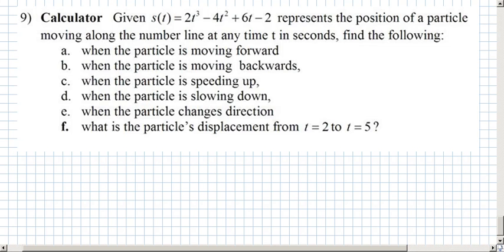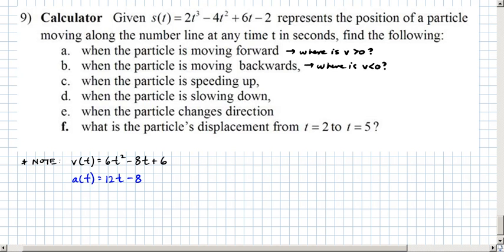Alright, here's a problem where I'm given a position function and I want to answer a bunch of questions about its motion. So I want to first make a note of the fact that the derivative of position is velocity and the derivative of velocity is acceleration, so I've listed those here. On the first two questions, when it's moving forward and when it's moving backwards, I want to know where the velocity is positive and negative respectively.